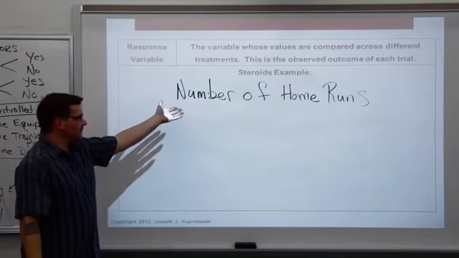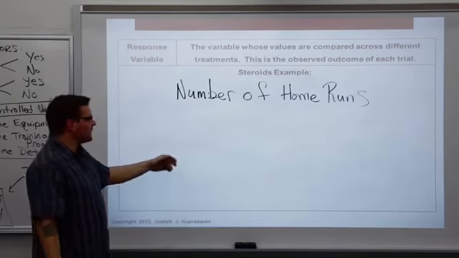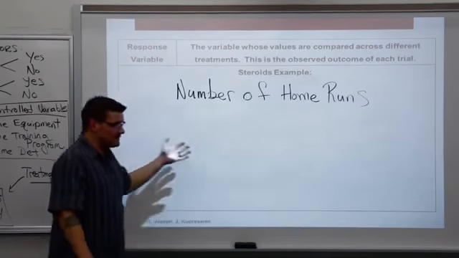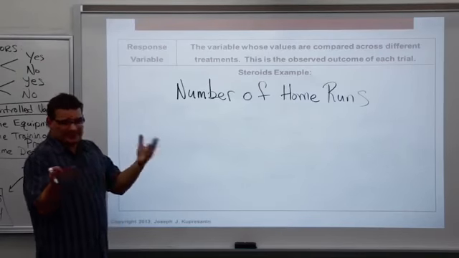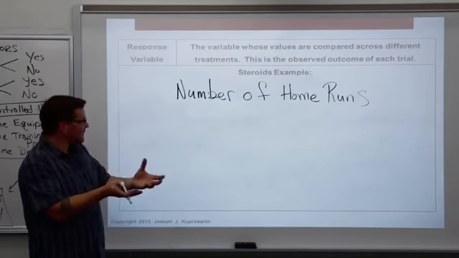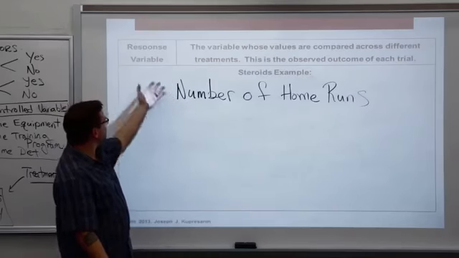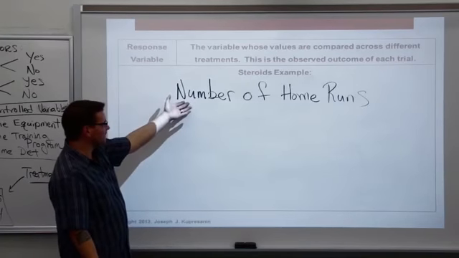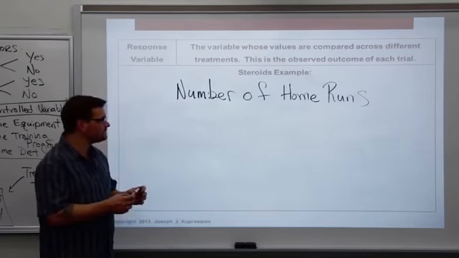Now, we did have 50 players for each of our treatment groups. Of course, we would summarize those 50. We would take all those response outcomes and summarize that, typically with a mean. But you have to measure something at the end of your experiment, and clearly this is number of home runs.